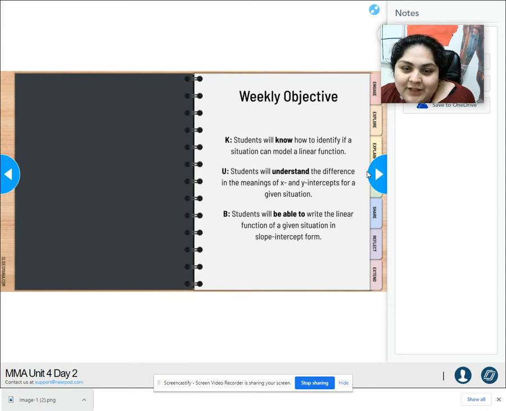Students will understand the difference between the meaning of x and y intercepts for a given situation. We kind of did that last time, and we're going to go over it again. And then students will be able to write the linear function of a given situation in slope-intercept form. That's what we're going to do today.